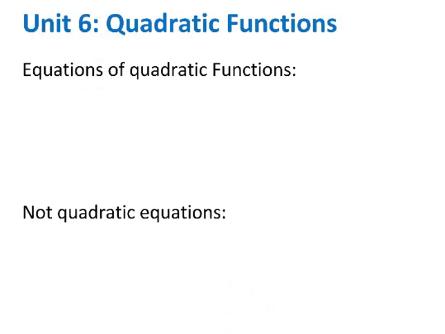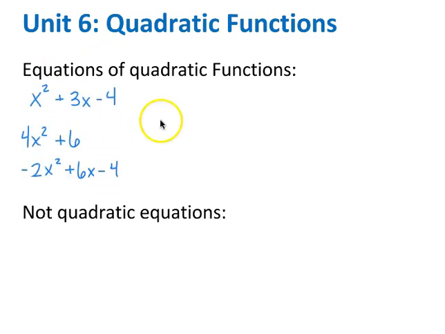I am going to write down some examples of quadratic functions. So I just put up some examples of the equations of quadratic functions. Look at all three of these expressions. I've got x squared plus 3x minus 4. Our second expression is 4x squared plus 6. And my third expression is negative 2x squared plus 6x minus 4. Do you see any similarities between these equations?